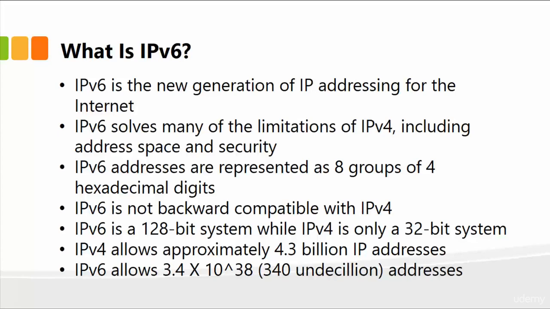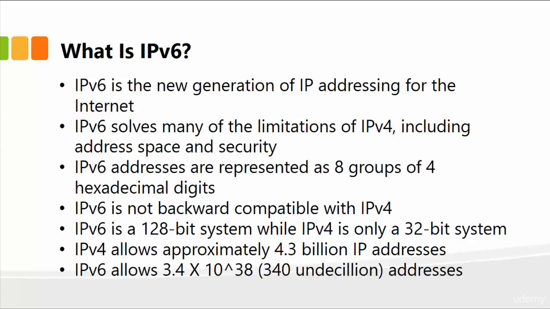Another important reason why they came up with IP version 6 was security. It's more secure. The addresses are represented as 8 groups of 4 hexadecimal digits, which is a little different from IP version 4. It's important to note that it's not backward compatible. So if your network is deployed using IP version 6, it's not compatible with IP version 4, and there are millions and millions of networks and computers on the internet that actually use IP version 4.